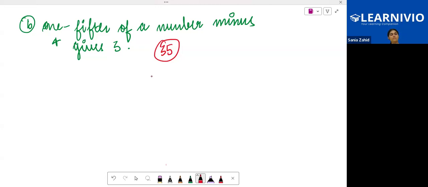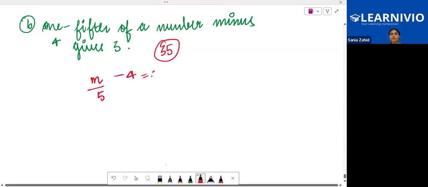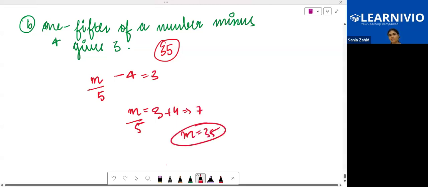Yes, ma'am. 35. 35, both of you. Okay, let's check. So 1/5 of a number. So let's consider m by 5 minus 4 will give you 3. Okay, so m by 5 will be equal to 3 plus 4, which is 7. So m will be equal to 35. Very easy.